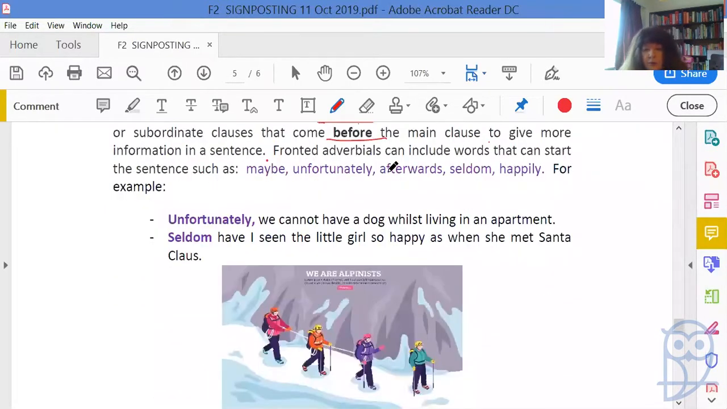Unfortunately, we cannot have a dog whilst living in an apartment. Seldom have I seen the little girl so happy as when she met Santa Claus.